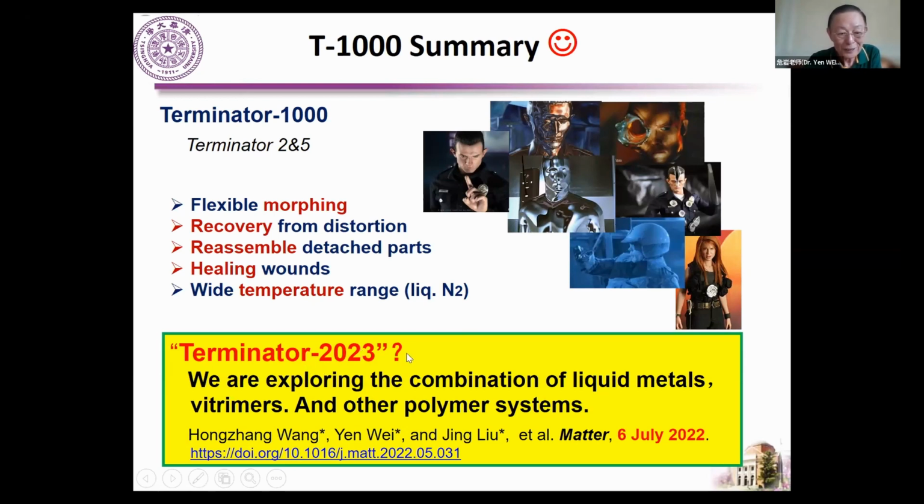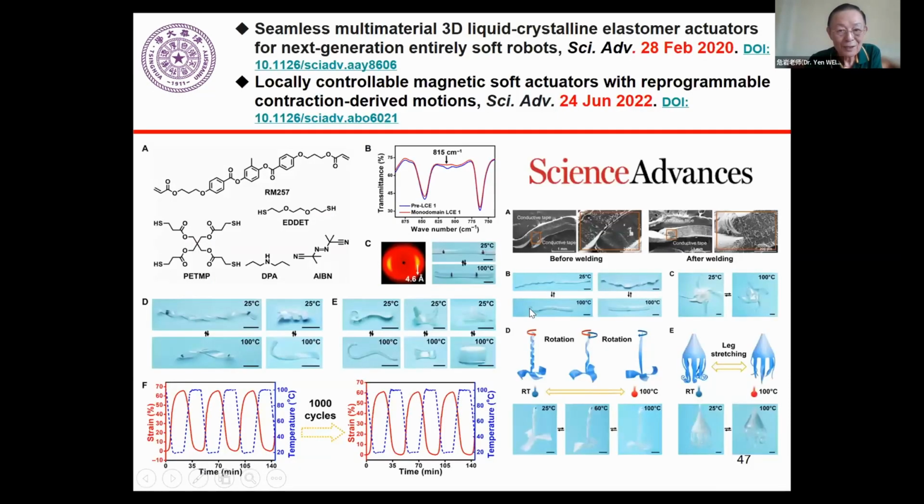Terminator 2023, we are exploring the combination of liquid crystals, Richmond, and other polymer systems with liquid metals. Okay, right. And next time, if I have a chance, we can discuss that. After the original work, we expanded our work tremendously, okay? We can make all sophisticated shapes. We can make sensors or actuators, something like a jellyfish or propeller, all kinds of things.